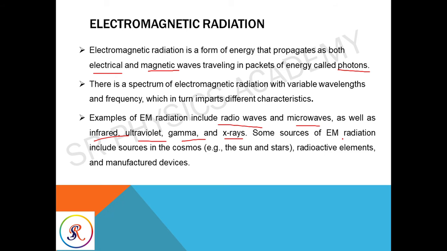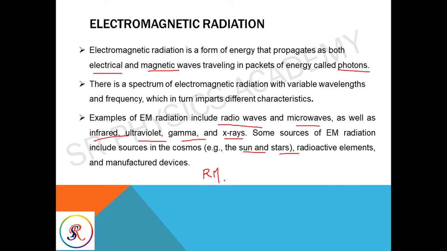Some sources of electromagnetic radiation include sources in the cosmos, such as the sun and stars, radioactive elements and manufactured devices. The electromagnetic spectrum is an arranged array of electromagnetic radiation in the sequence of their wavelength or frequency. First is the radio wave.